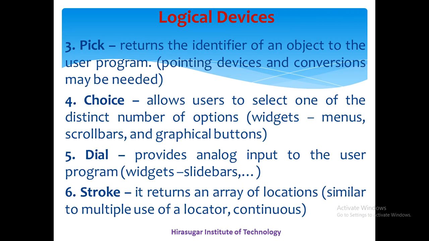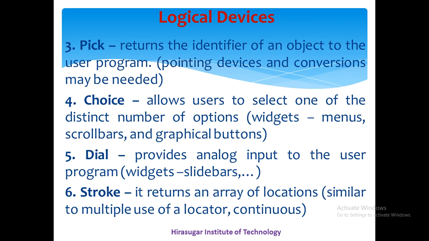Then next, the pick device. Pick is a logical input device, right? What does that pick device mean? It returns the identifier of an object to the user program, right? The pick device returns the identifier of an object. For example, again, a pick device can be a mouse or a keyboard. Then what is a pick device, right?